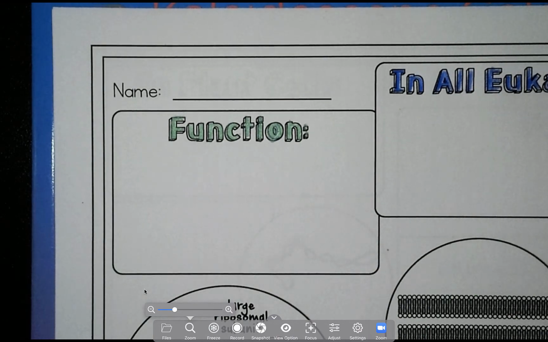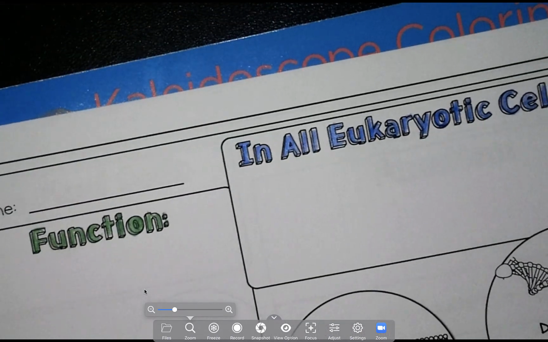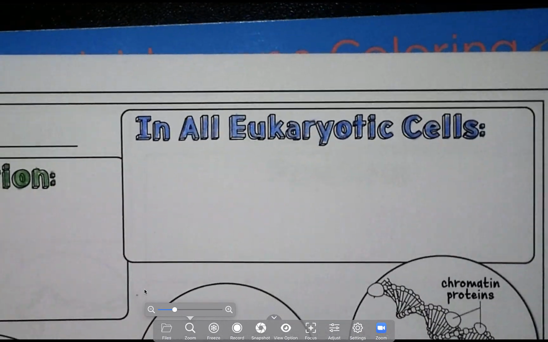An organelle just means that it is part of the cell, one of the functioning units that are inside of a cell. Okay, so we're looking at the nucleus right now. The nucleus is located in all eukaryotic cells. So I think we will start right here.